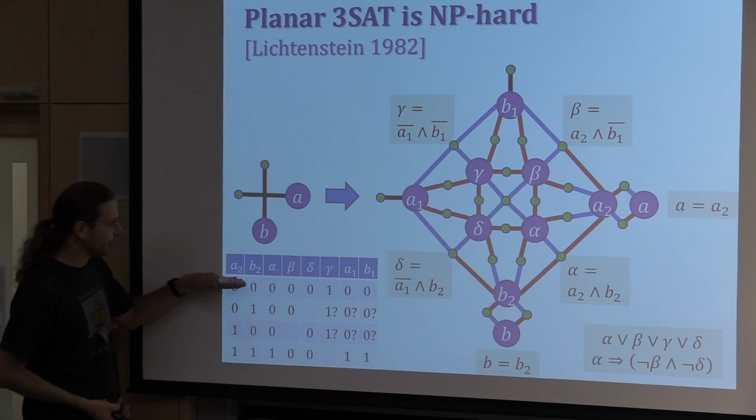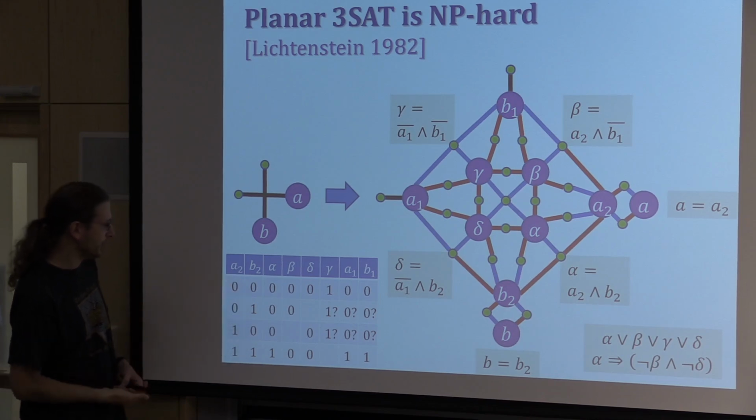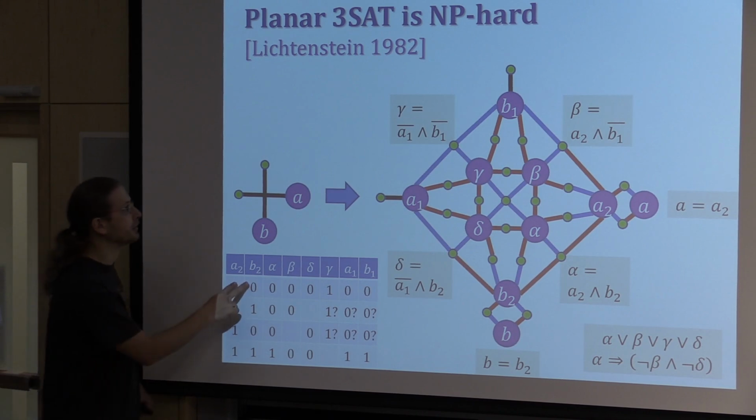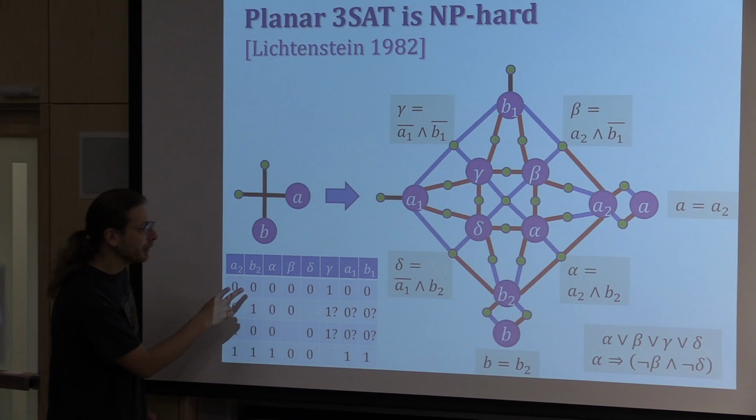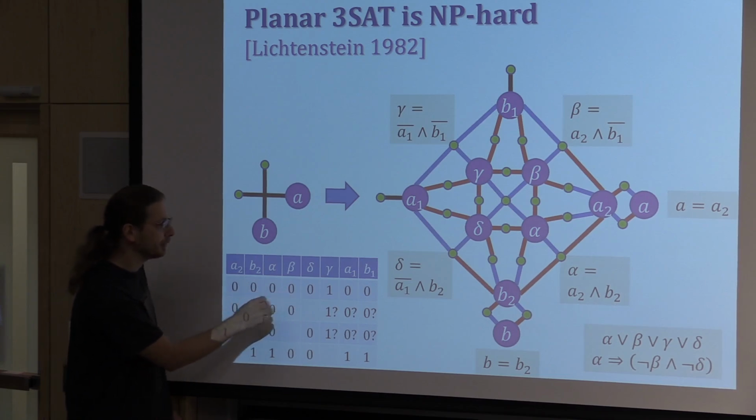I think the first row should also be easy for a slightly different reason. So A2 and B2 are false. Alpha is false, beta is false. That's as far as we've gotten so far.